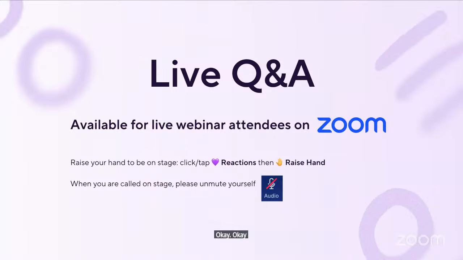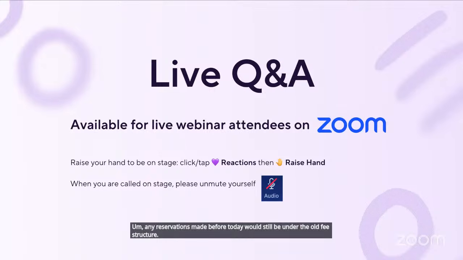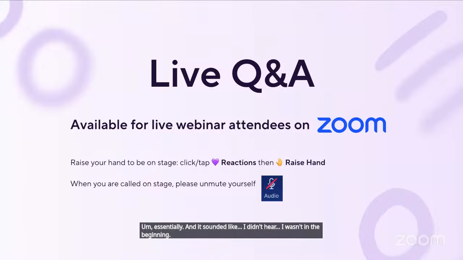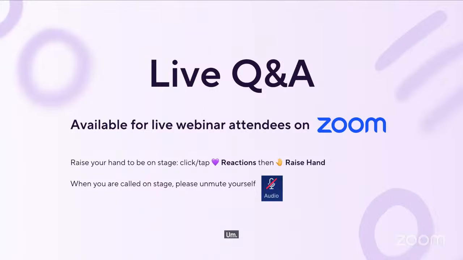Okay. And then my other question, I think, got answered in the chat: that any reservations made before today would still be under the old fee structure, essentially. And it sounded like Airbnb has not necessarily made this change yet. It's supposed to happen later today. That's what it sounded like.